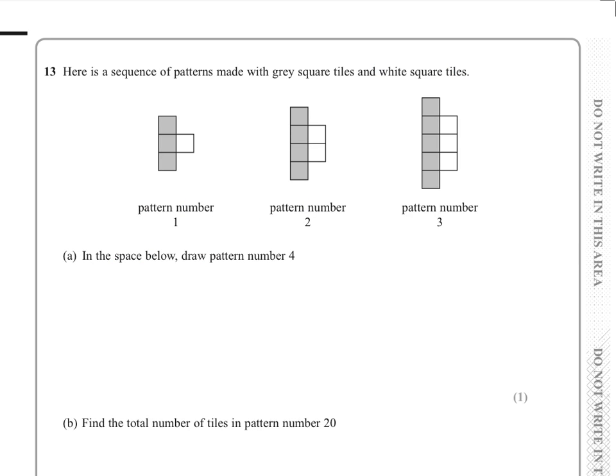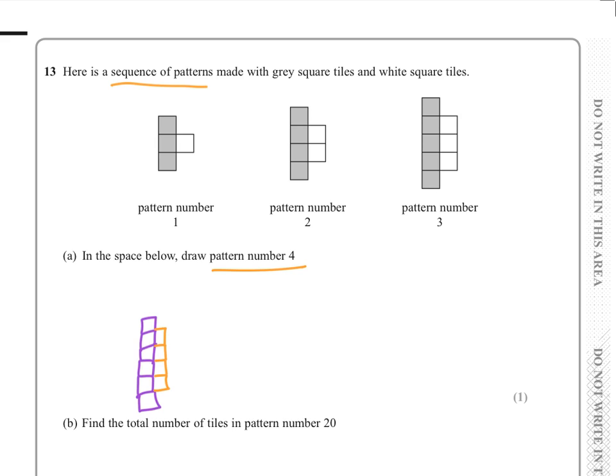Question 13, it shows you a sequence of patterns, and you have to try and work out pattern number 4. Well, you should be able to see that the grey grows by 1 each time. So for pattern number 3, there's 1, 2, 3, 4, 5. So for pattern number 4, there should be 6 of the grey. And if you look at the number of white here, they start from the centre and they build outwards, and they go up 1, 2, 3. So there's going to be 4 of those. So there you go, there's pattern number 4.